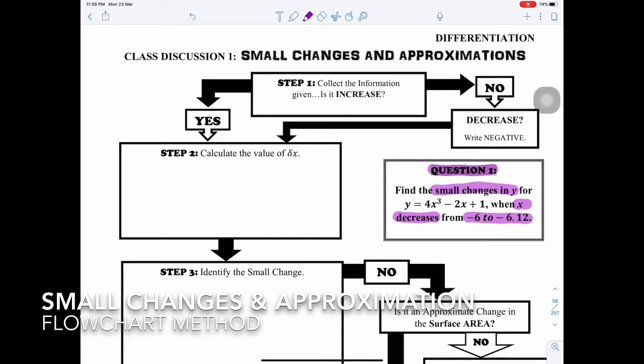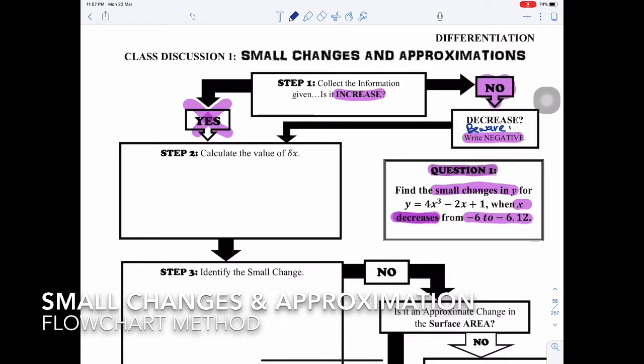So step 1, collect the information given. Is it increase, according to the question? Okay, it is decrease. So you don't select yes, right? But we color no and answer the question. Decrease, write negative, or we can call it beware of negative.